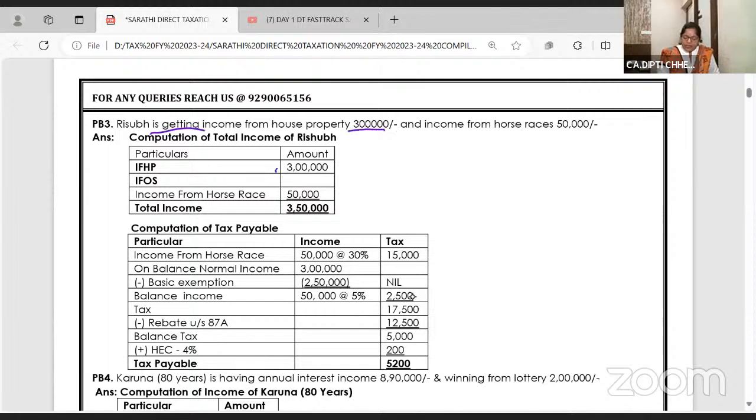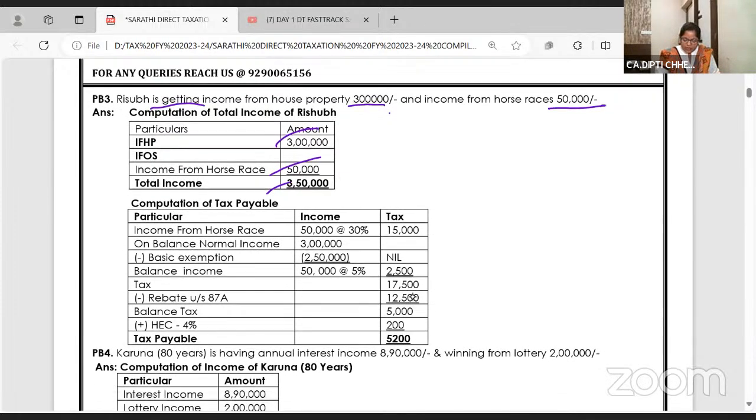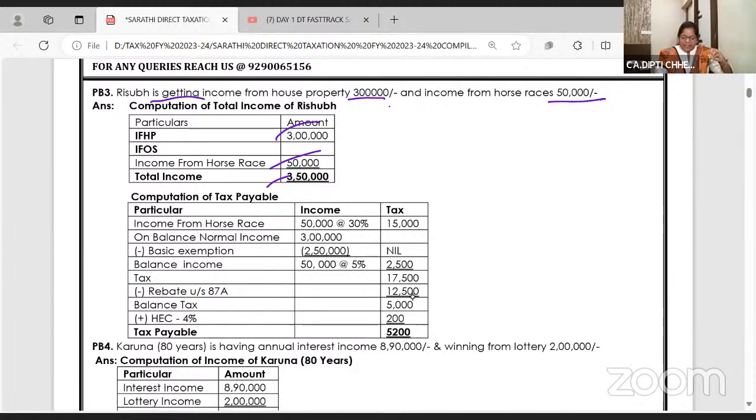Suppose Rishabh has 3 lakh house property income, final income, and horse race winnings of say 50,000. So 3 lakh 50,000. Special income at a special rate, horse races and casual income, lottery, prizes, all is taxed at 30%. So that is 15,000. On normal income of 3 lakh, what is the basic exemption? 2 lakh 50,000. So on 50,000, 5%. That is 2,500. So what is your total tax? 17,500. Now what's your income here? 3,50,000. Will they say so in the exam?